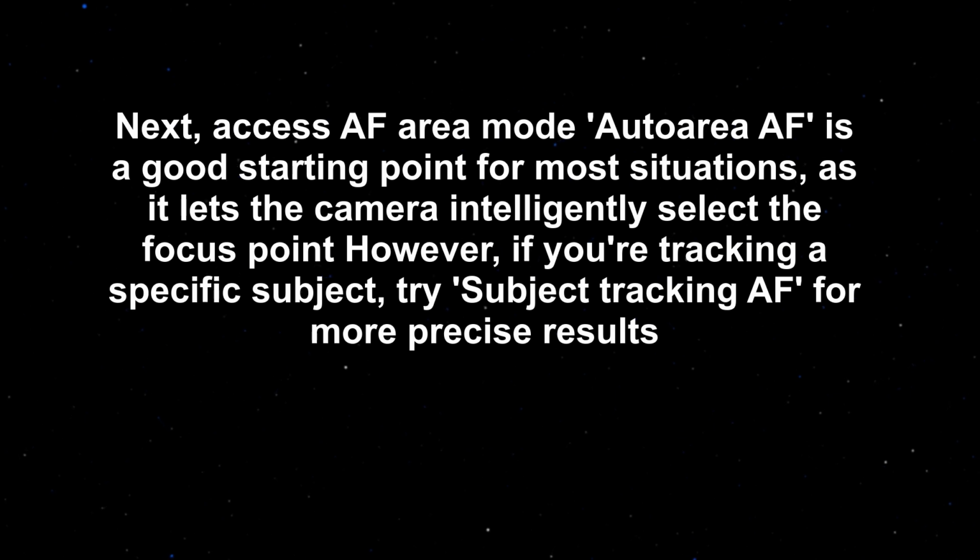Next, access the AF area mode. Auto area AF is a good starting point for most situations, as it lets the camera intelligently select the focus point. However, if you're tracking a specific subject, try subject tracking AF for more precise results.